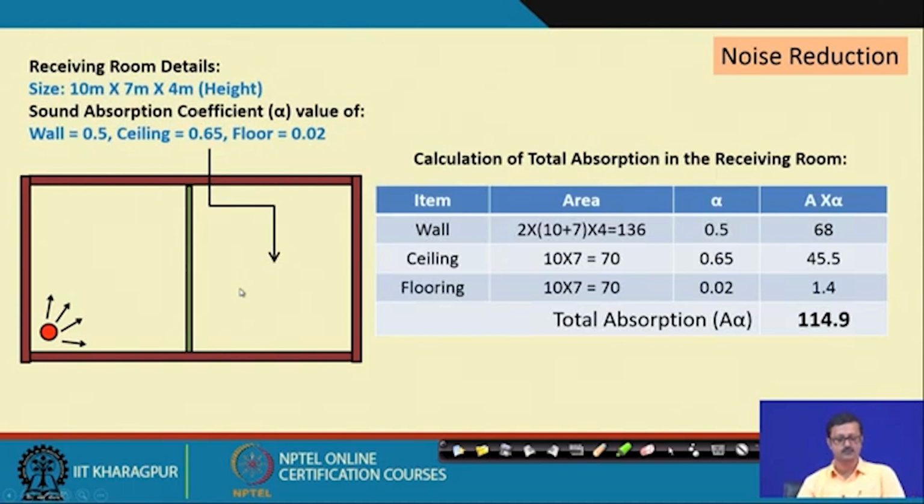So, for that I found out the wall area, the ceiling area, and the flooring area also, and the corresponding alpha values of those areas, which, multiplied, give me the A alpha.